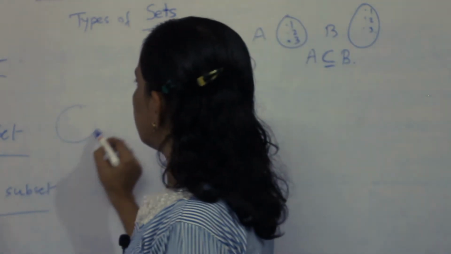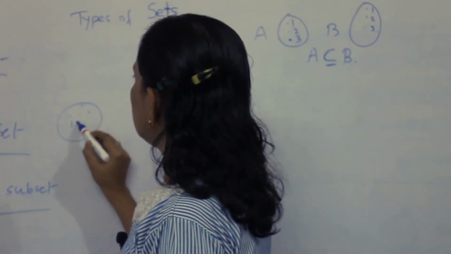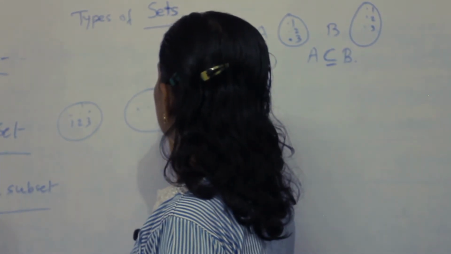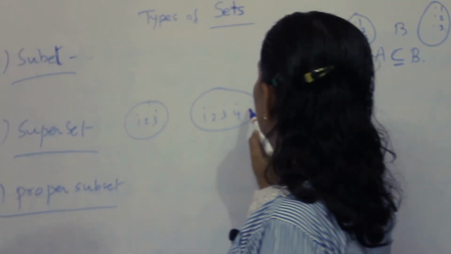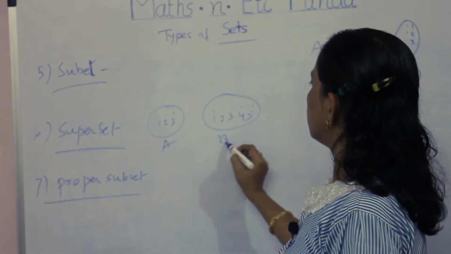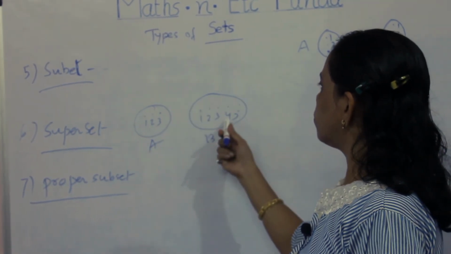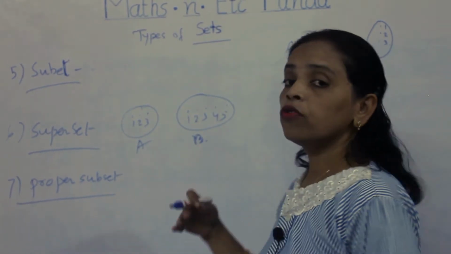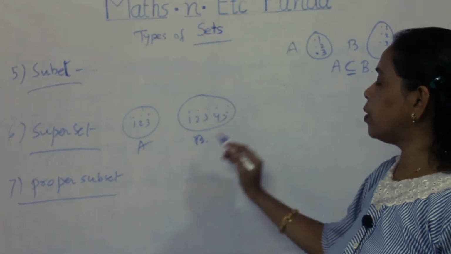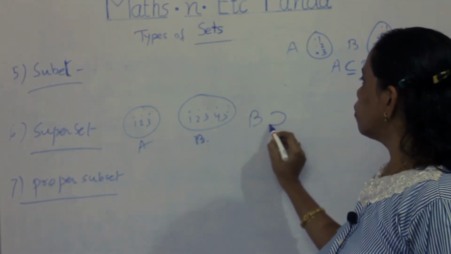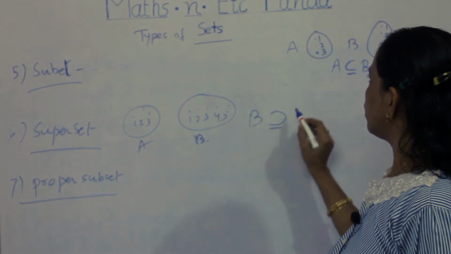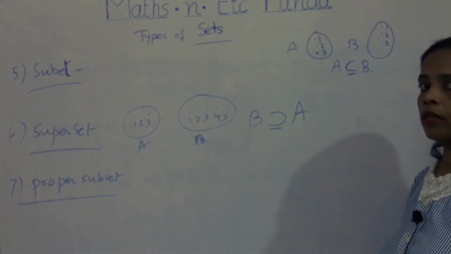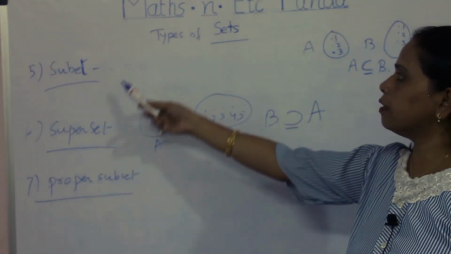Superset. Suppose two sets are there. 1, 2, 3 and this is another set: 1, 2, 3, 4 and 5. This is A, this is B. Here every element of A is present in B, but B is a bigger set. So B is superior to set A. So B is the superset of A. We will write like this: B is the superset of A. Okay, this is called superset, this is called subset.